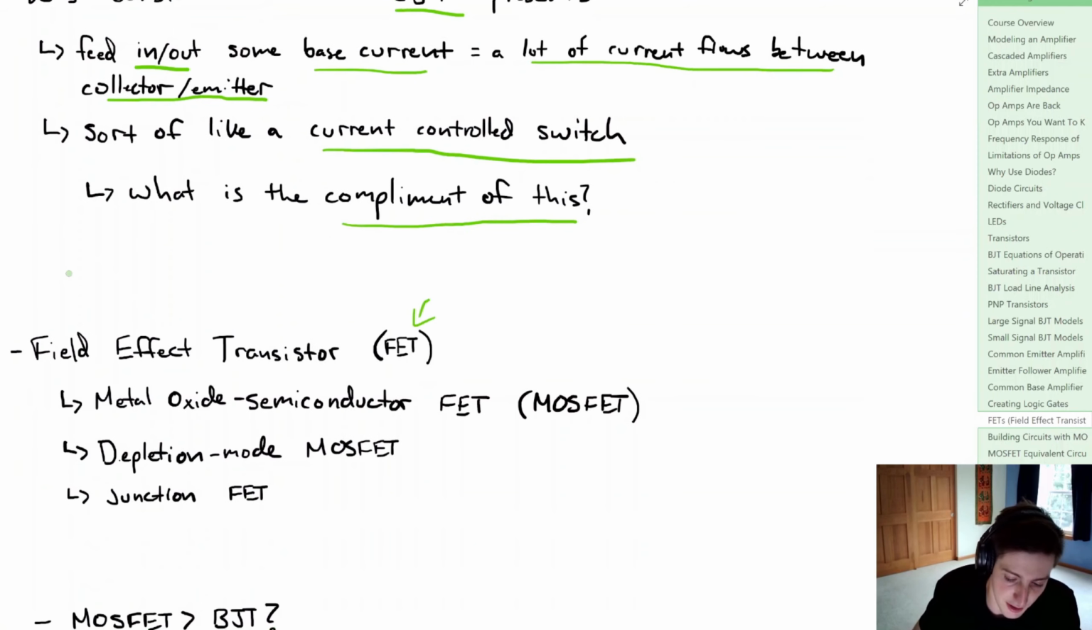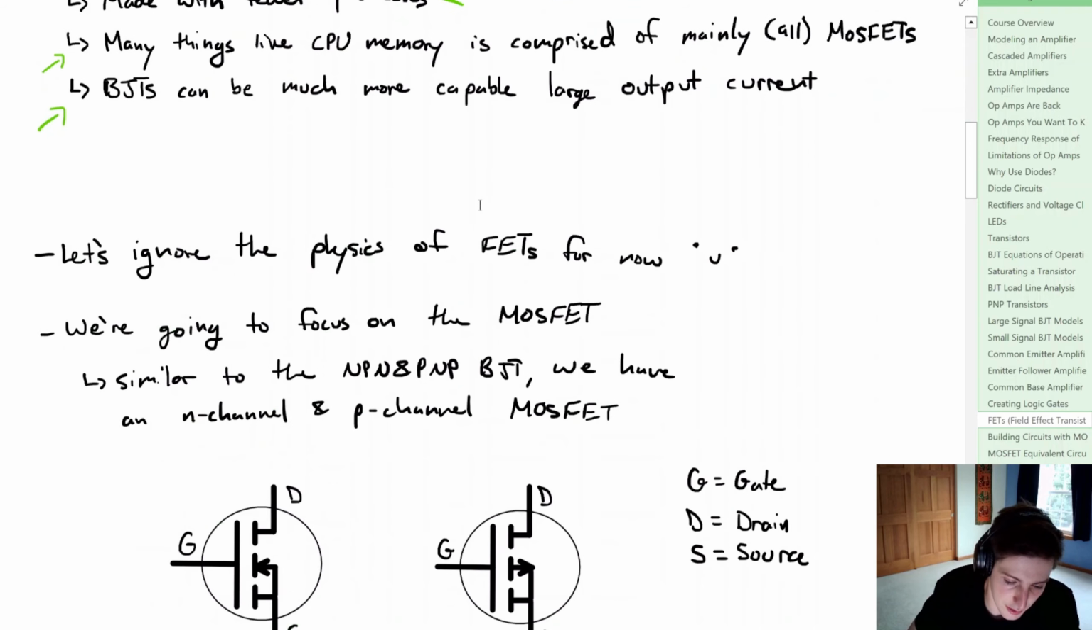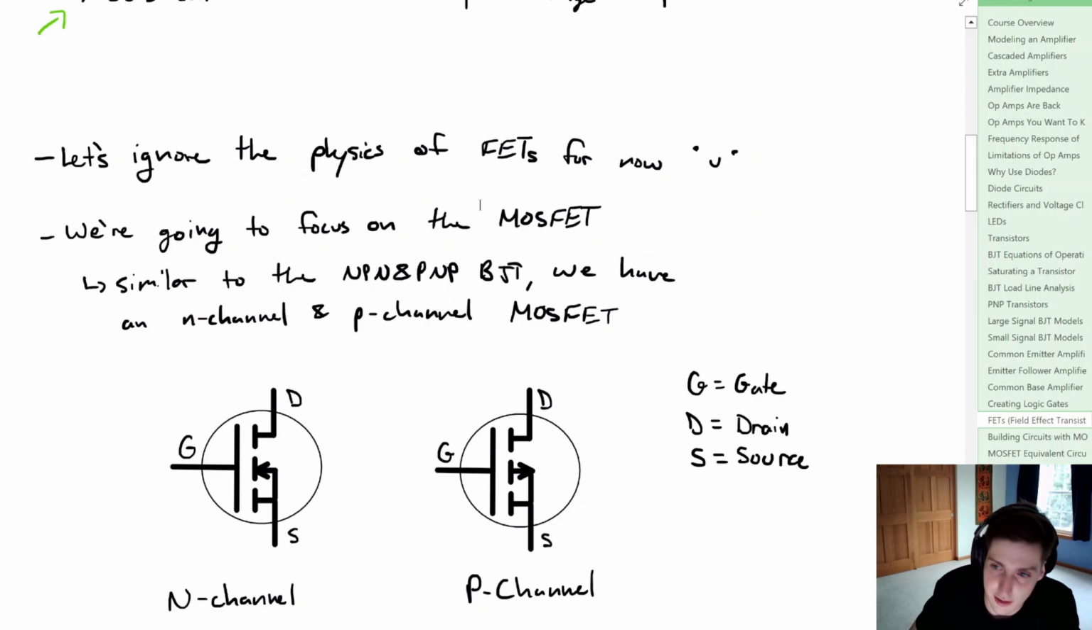Now, we have a few different kinds of FETs that we looked at. We have the metal oxide semiconductor FET, often referred to as the MOSFET, and that's primarily what we're going to look at in the next few videos. In addition to that, we have the depletion mode MOSFET, and then we have the junction FET. Now, what we're going to do is ignore all of the semiconductor physics for FETs. And similar to the NPN and the PNP BJT, we have a corresponding N-channel and P-channel MOSFET.